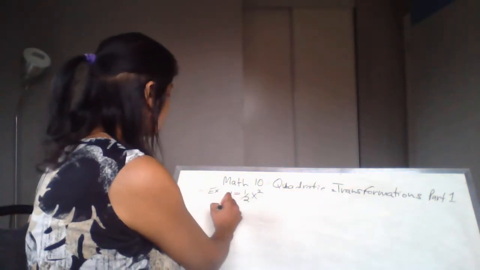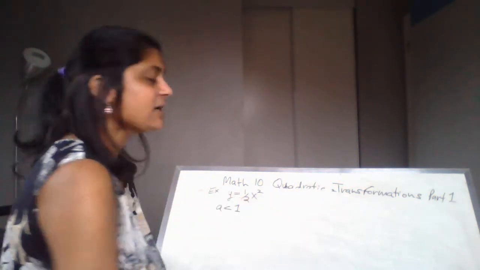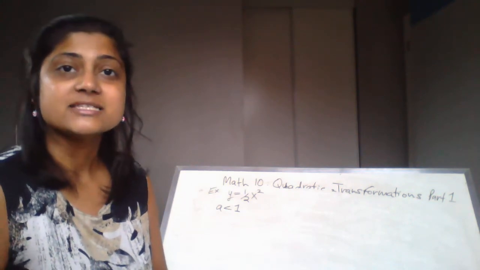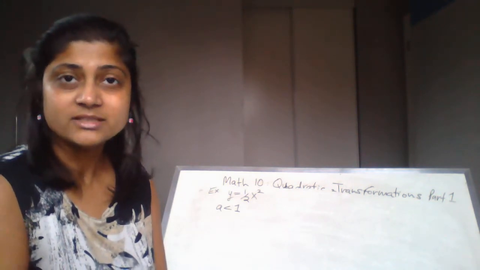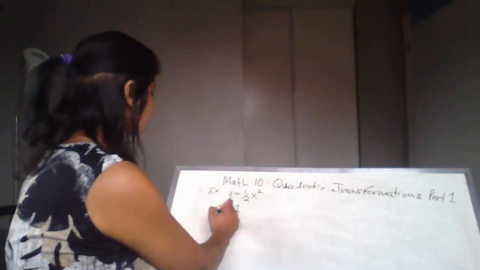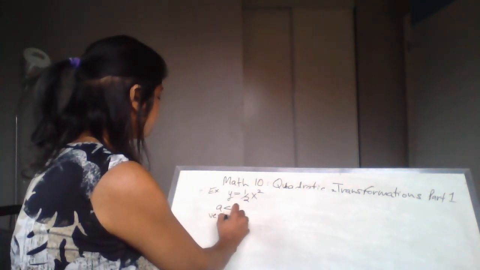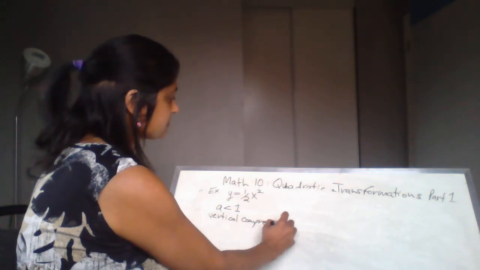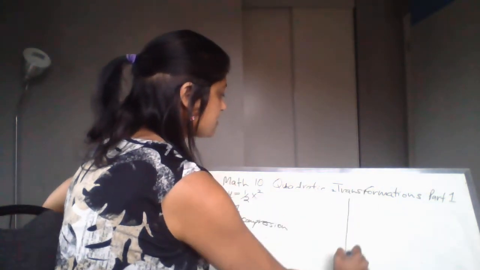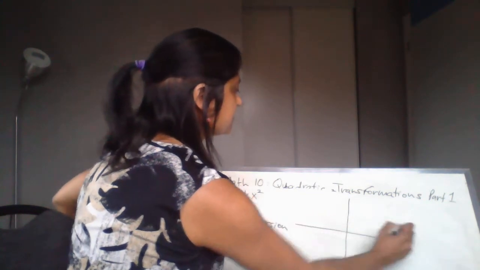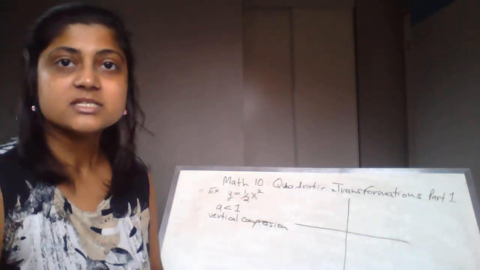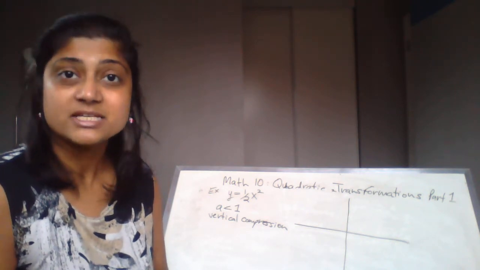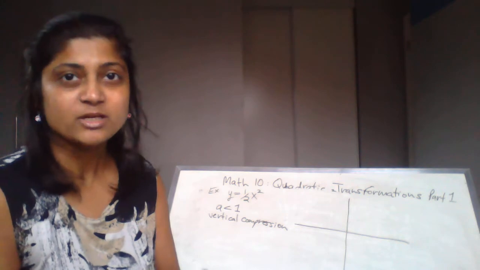So I'm going to put that the value of a is less than 1, because 1/2 is equal to 0.5, and whenever the value of a is less than 1, this is a vertical compression. I'm going to write it right here. So we'll put vertical compression. And let's try graphing it here. A vertical compression is just the opposite of a stretch. So instead of the graph being much thinner, it's actually going to be much wider, or fatter.